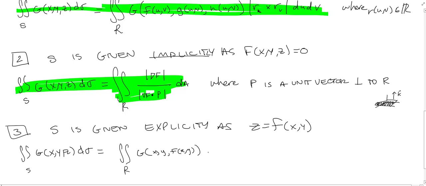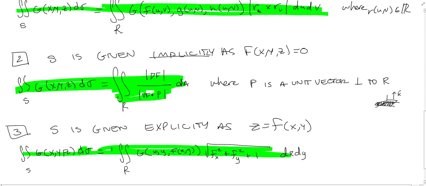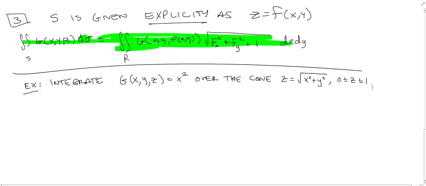And then you have in the back here square root of the partial derivative with respect to x of your function f, squared, plus the partial derivative with respect to y, squared, plus 1, and then dx dy. So that pretty much takes the place of your surface area differential here, and we did talk about that in the last video as well. Okay, so this would be how we evaluate our surface integrals if our surface is defined explicitly. So 3 different options. Alright, let's do an example.